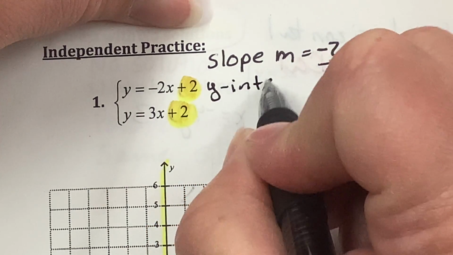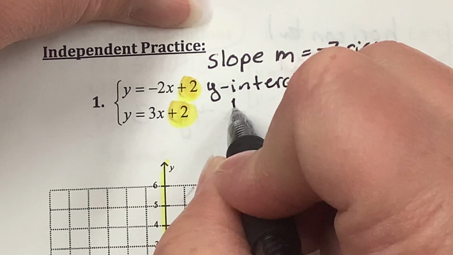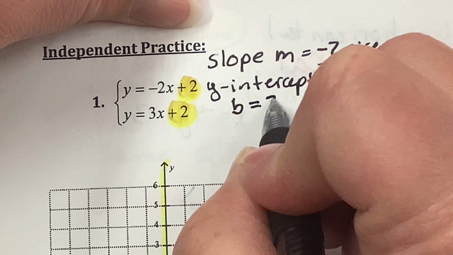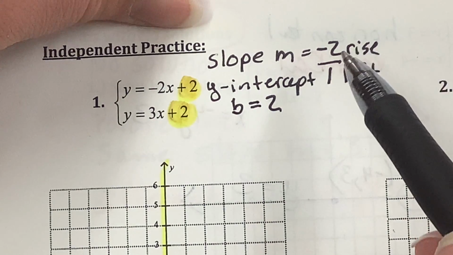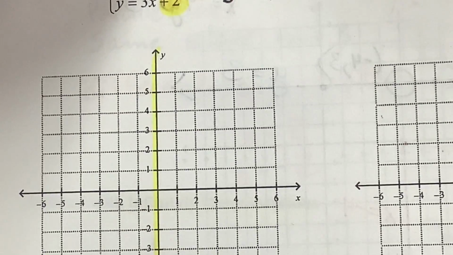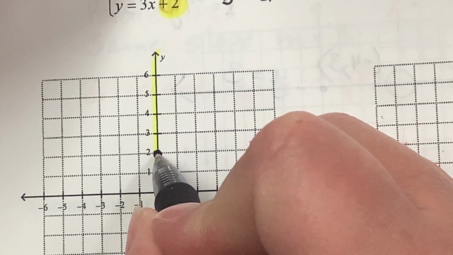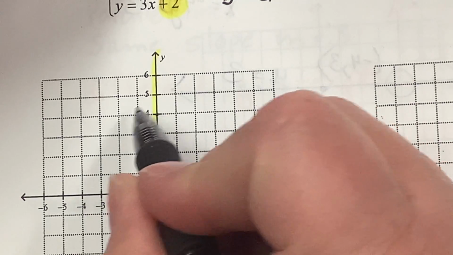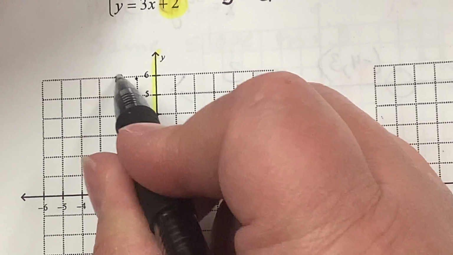Y-intercept. And in this case, the y-intercept is b equals 2. So I'm going to begin at 2, and then I'm going to rise 2 and go left 1. So let's just do that first equation. Begin at 2, and then I'm going to rise 2, but go left 1. Rise 2, and go left 1.